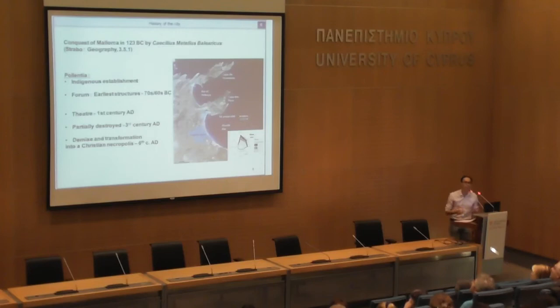So a few words about the history of Pollentia. The city was created after the Roman conquest of the Balearic archipelago by the consul Caecilius Metellus Balearicus in 123 BC, on a previous indigenous settlement. From an archaeological perspective, the earliest structures in the forum are dated to the 70s-60s BC. A second phase of construction took place at the end of the 2nd century AD or at the beginning of the 3rd century AD.